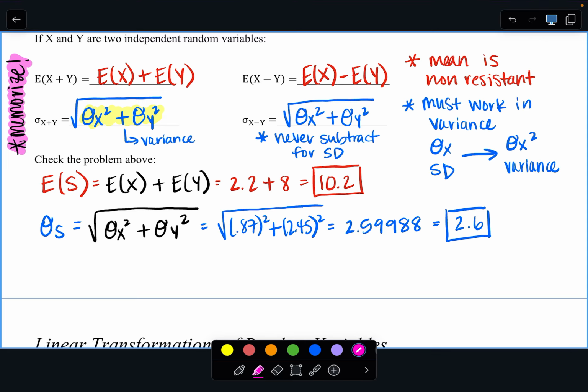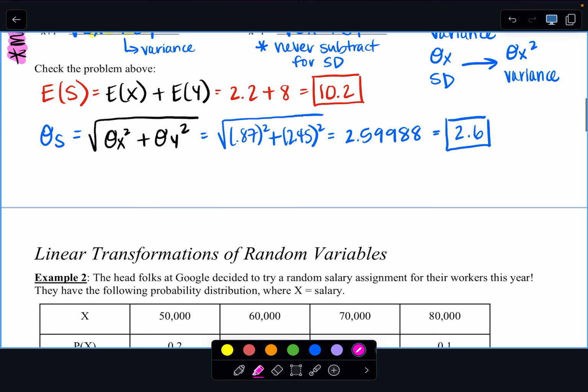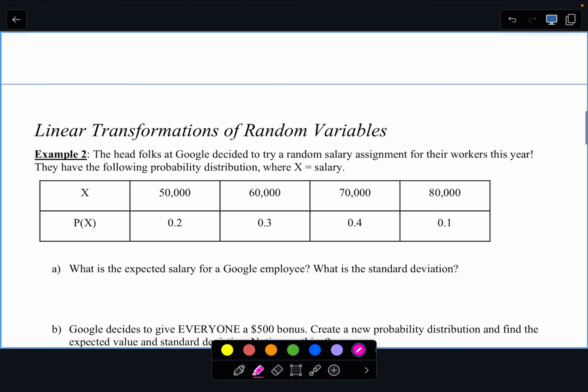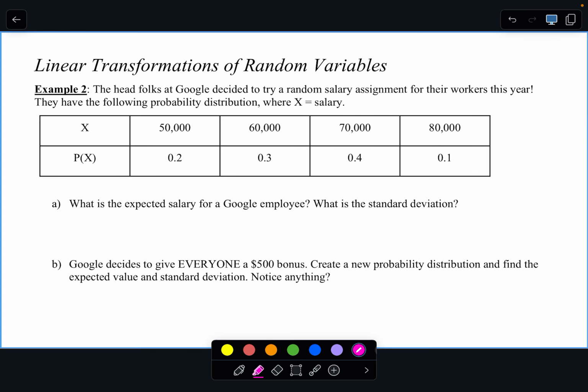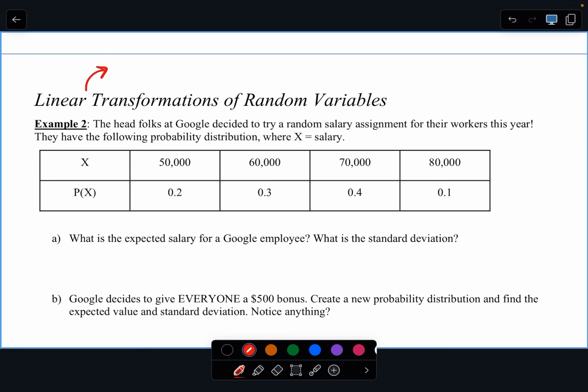So let's go in and let's talk about doing transformations. So linear transformations basically mean we are adding, subtracting, multiplying, dividing, whatever. A lot of the time you could have something where you are going to add or subtract, and then you're going to multiply, but you're changing your random variable in some way, shape, or form.